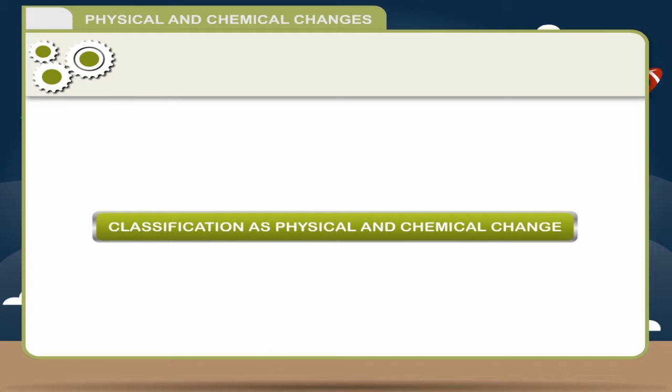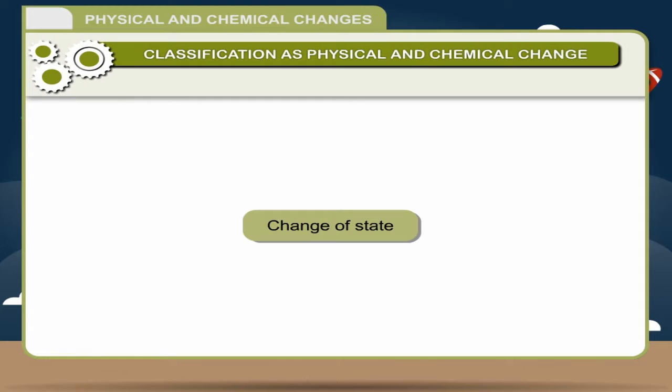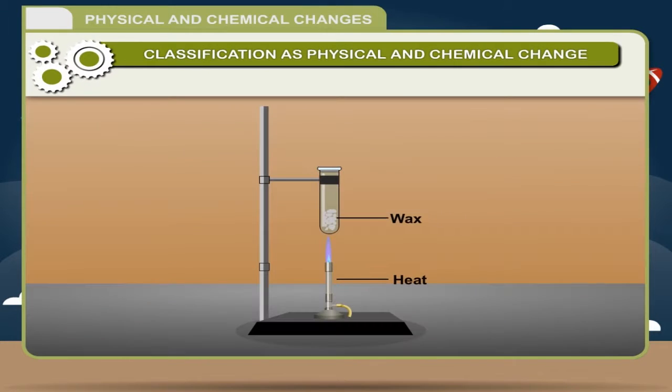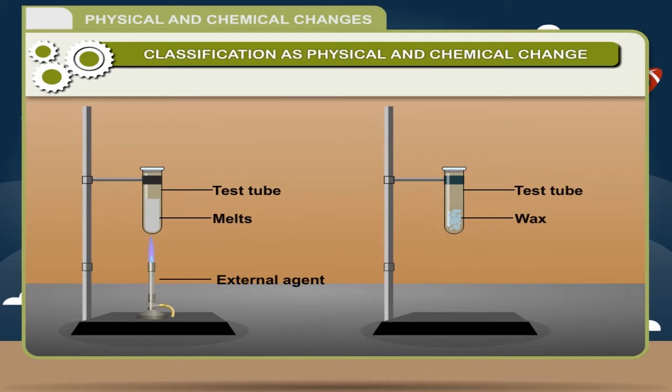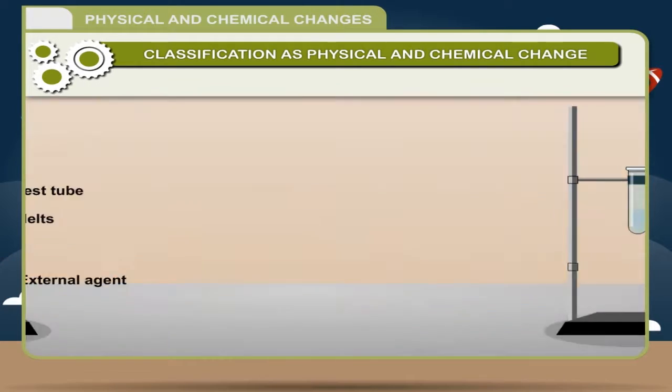Classification as physical and chemical change. Change of state. If you heat the wax in a test tube, it melts, and when you stop heating, it again solidifies. Hence, heat is the external agent, and the change is reversible and a physical change.